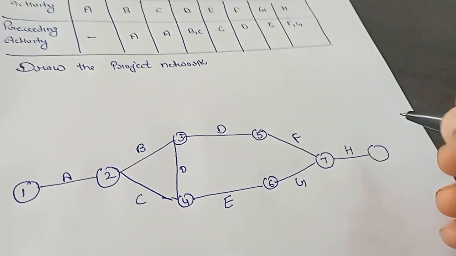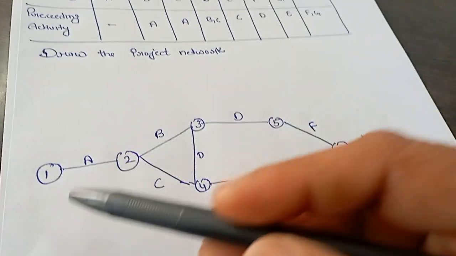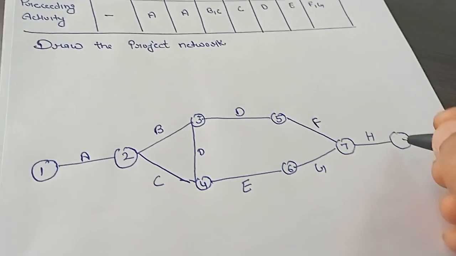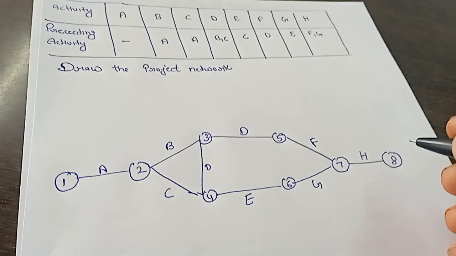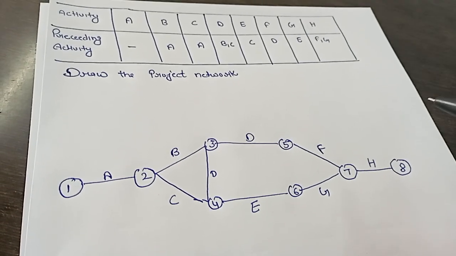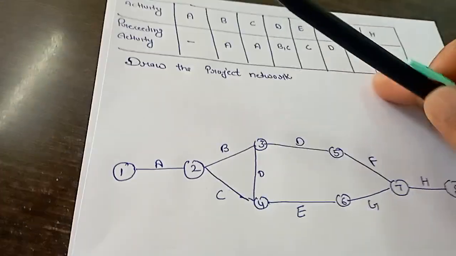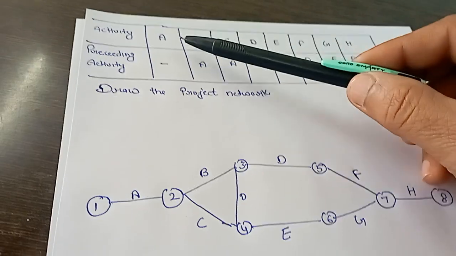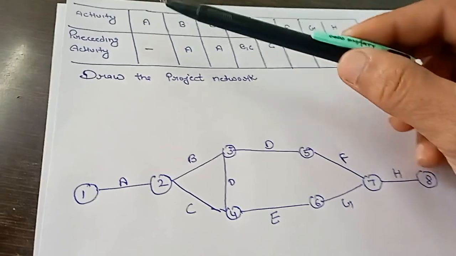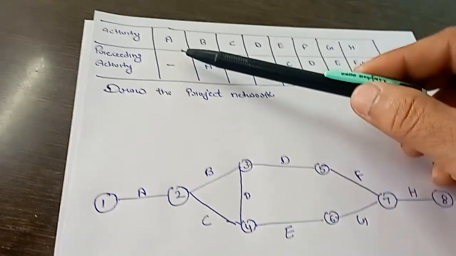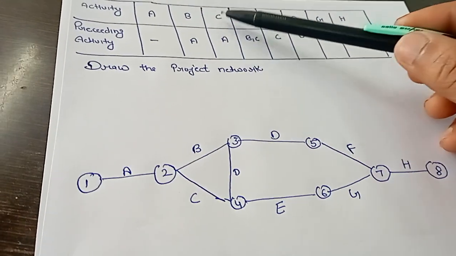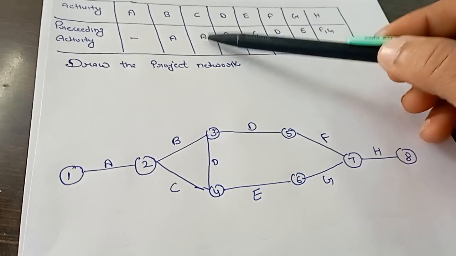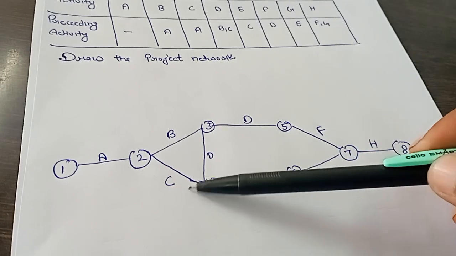According to the rule, our project network starts from one point and ends at one point. This is the procedure of how to draw the project network. In this question, first of all, we did not have any starting point for A. That's why we start from A. B and C activities start from A. That's why we create 2 points.